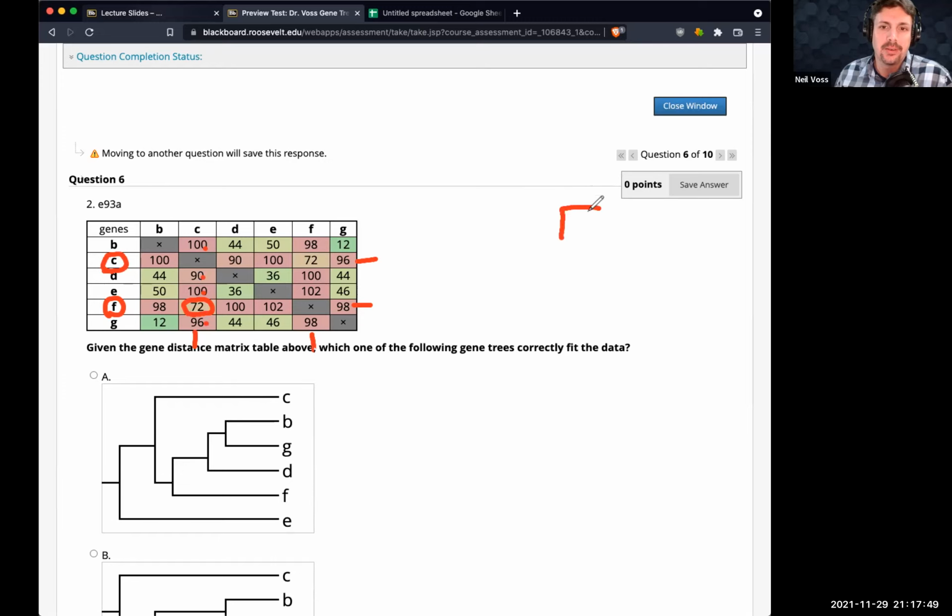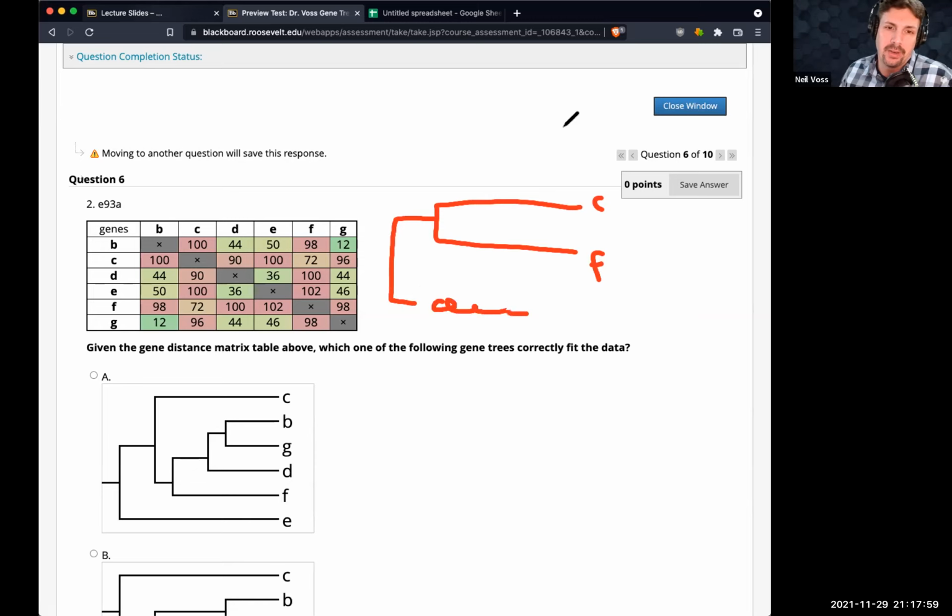That means you have something like CF. They connect very late, but then they're connected to everything else. So they're kind of separate from everything else. So let's just ignore C and F, and then focus on the rest of the map here.